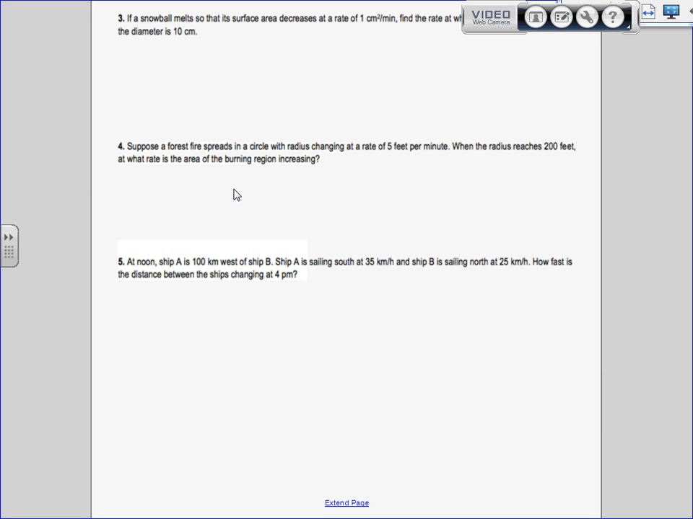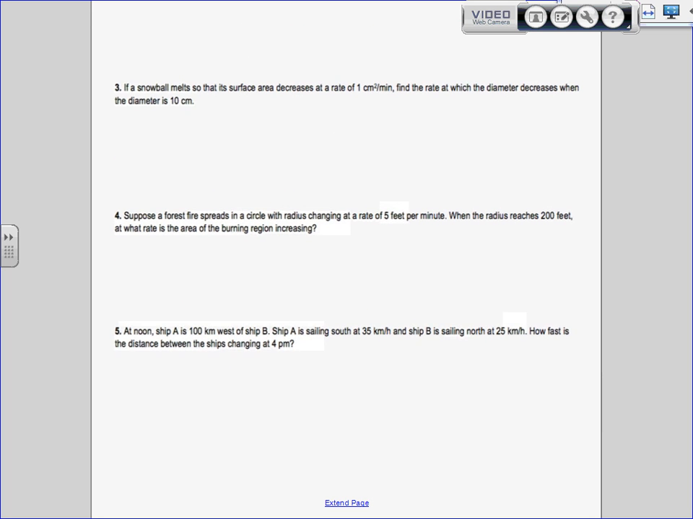Okay, a snowball. It says, if a snowball melts so that its surface area decreases at a rate of 1 square centimeter per minute, find the rate at which the diameter decreases when the diameter is 10 centimeters. Okay, so we have a lot of information going on here. We talk about the surface area of a snowball. Do you guys know the surface area of a sphere?